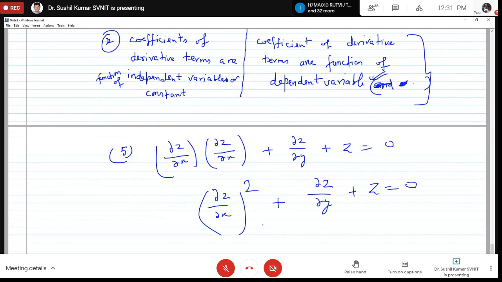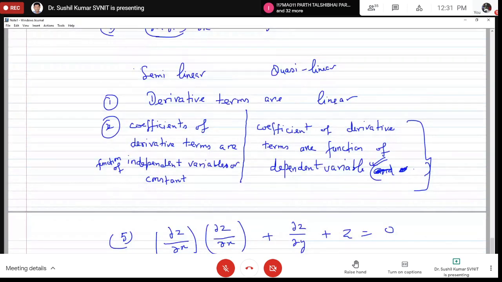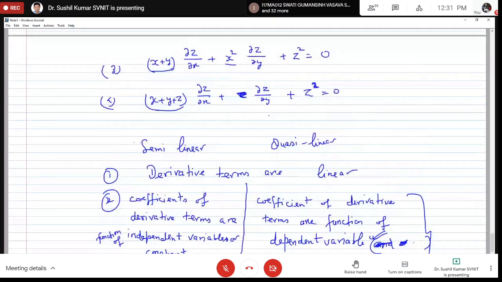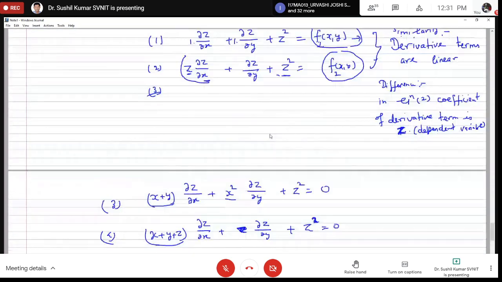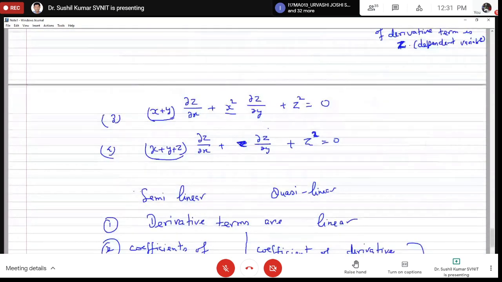Neither, because for both equations, your derivative terms must be linear. See, this is for first order only. It is not true for higher order. It is for first order PDE only.